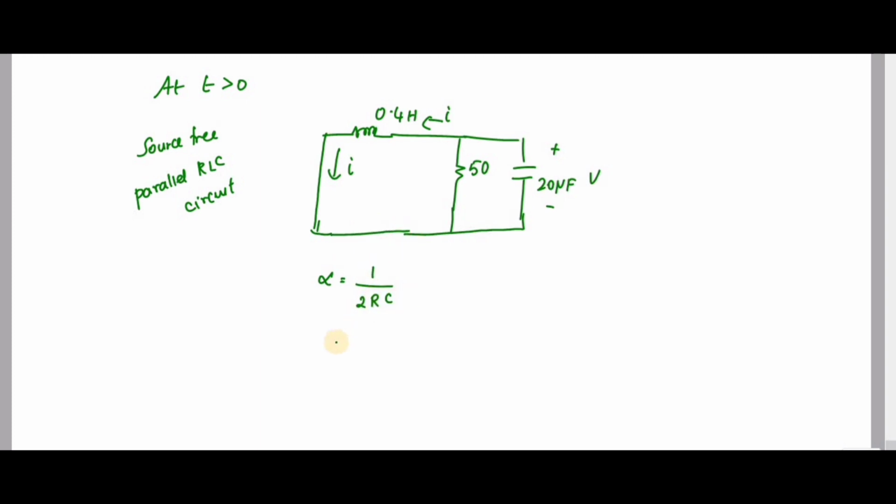I can substitute the values of R and C. Again, omega is equal to 1 divided by root of LC. This is also a formula. I am going to substitute the R, L and C values, and with the help of a calculator I can find the values of alpha and omega.